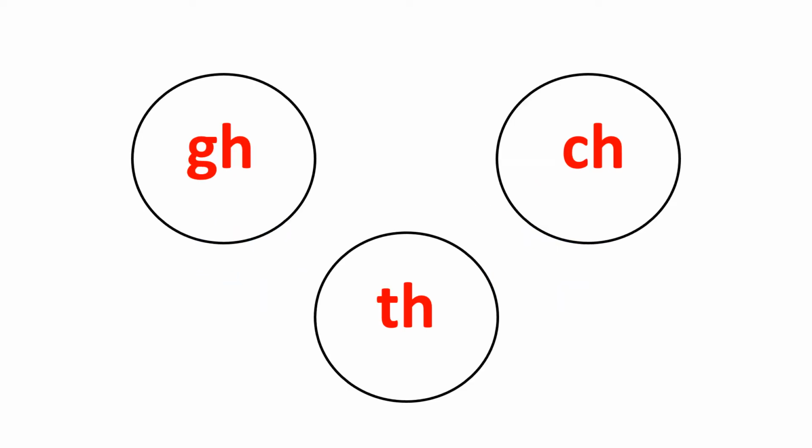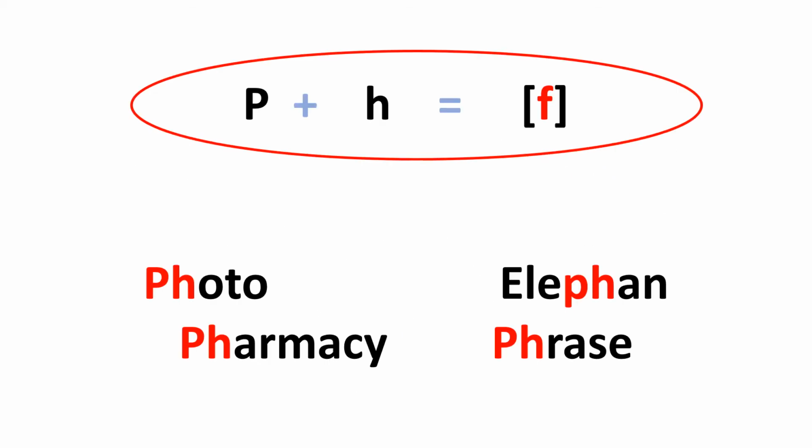Now, let's talk about consonants. How do we pronounce two consonants if they walk together? Let's see some examples. P and H gives the sound F. For example, photo, elephant, pharmacy, phrase.